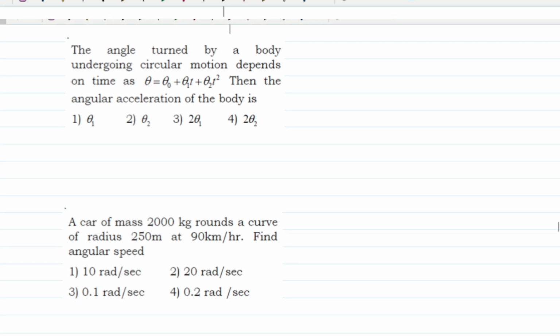Let us see the next question. The next question says theta equals theta naught plus theta 1 t plus theta 2 t square, it's given. Then the angular acceleration of the body.